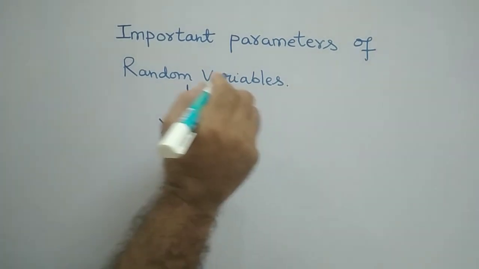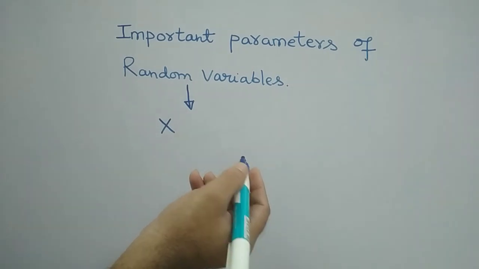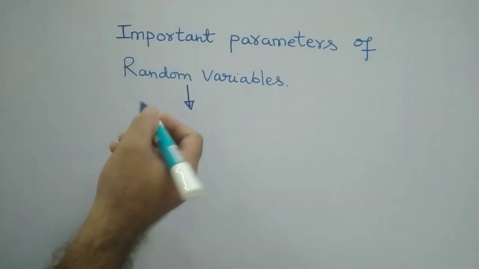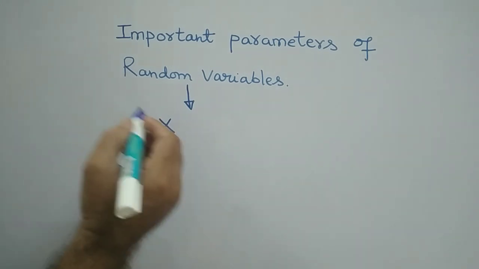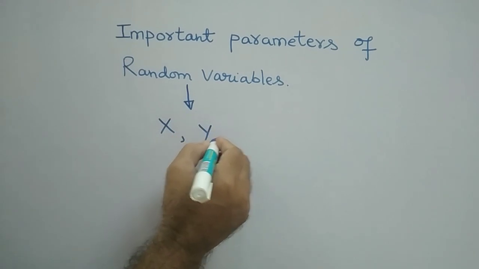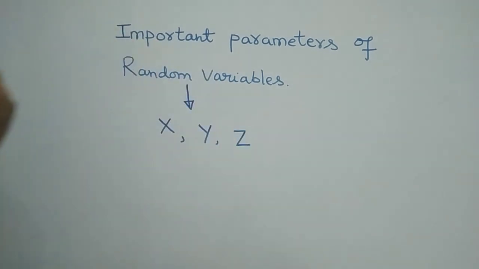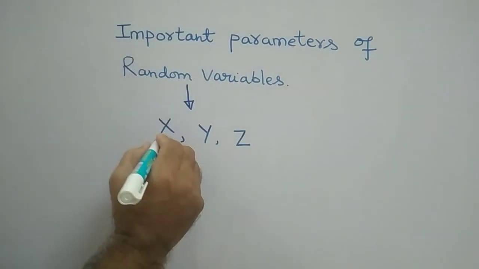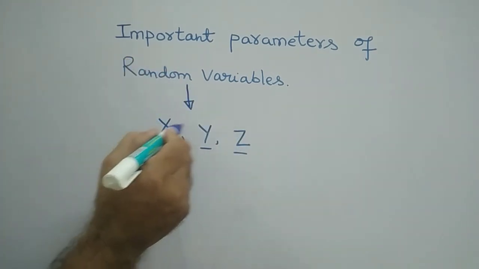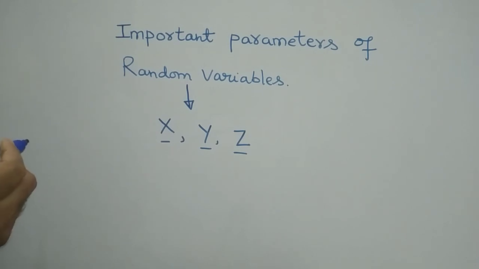Any random variable can be denoted or represented by a capital letter, that is capital X, or otherwise you can take capital Y, or capital Z, and so on, right? So these are the random variables. With respect to these random variables, what are the important parameters?